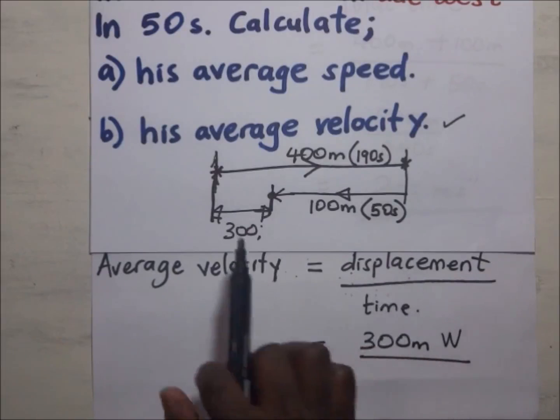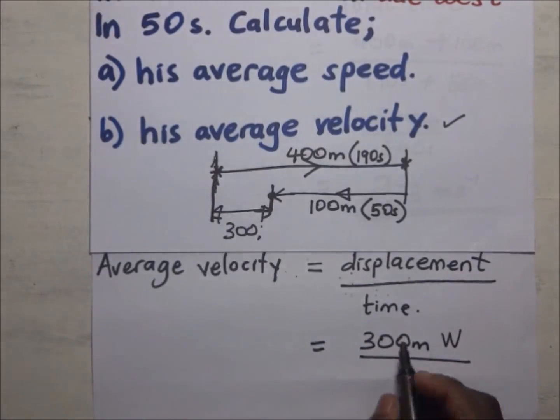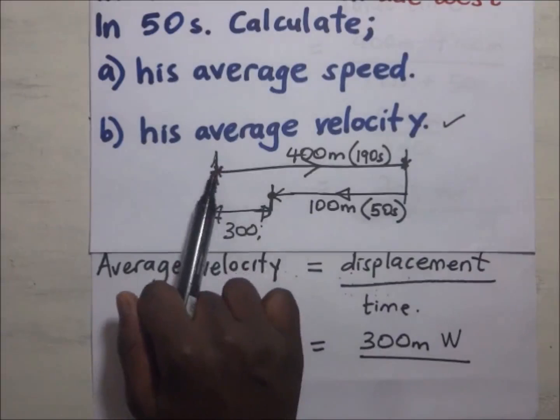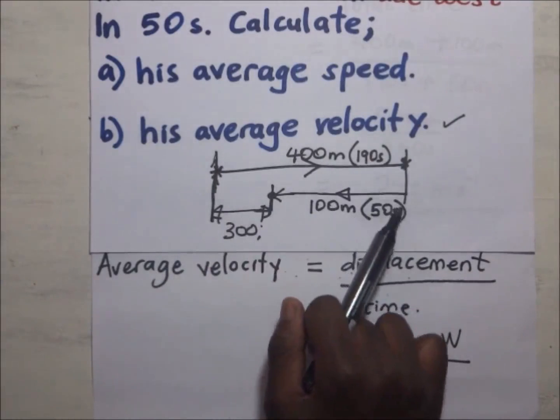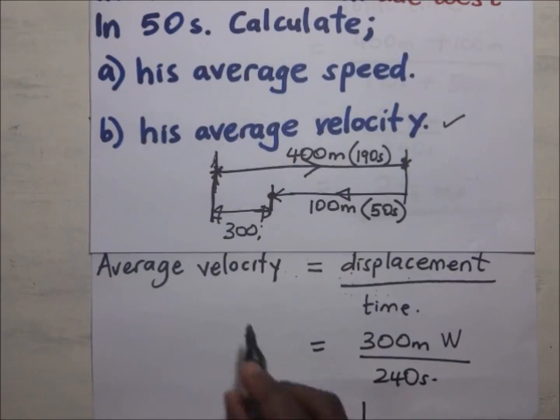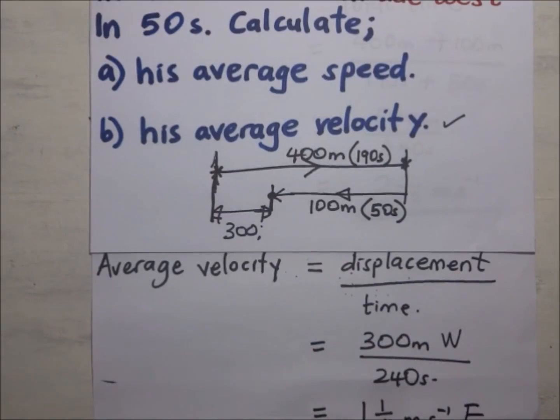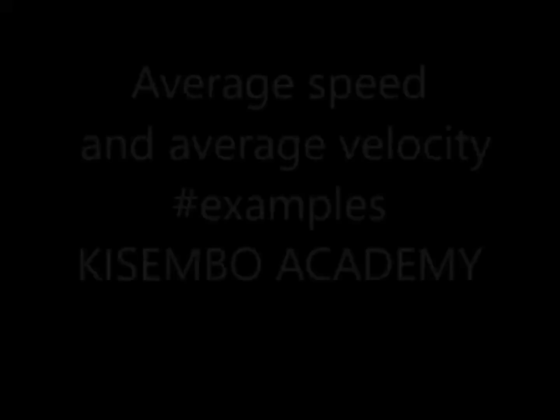Now of course the time taken to make that displacement, to move from here to there, is still going to be the same. It's 240 seconds. I mean, right here I moved from here, it's 190 plus that time, which is 50, making it 240 seconds. So our average velocity is going to be 1¼ meters per second, and it is in the eastern direction. So our average velocity is simply that, 1¼ meters per second in the eastern direction.